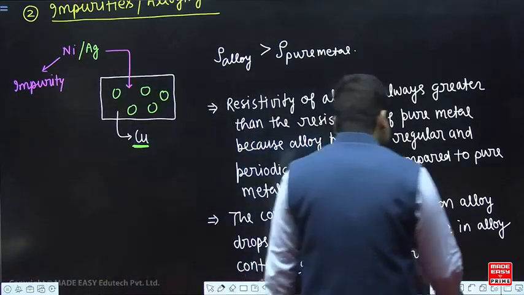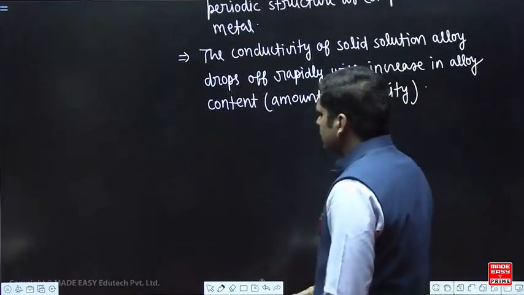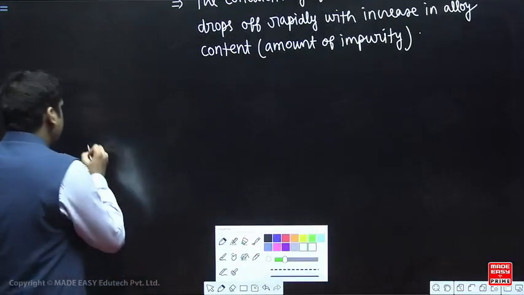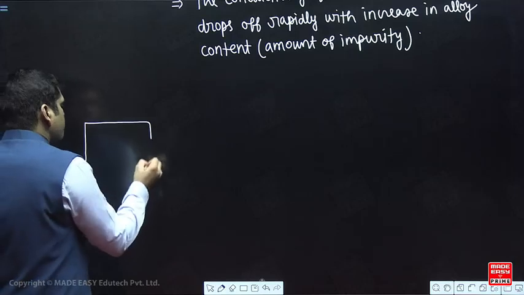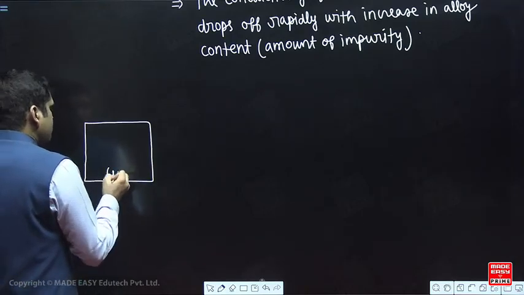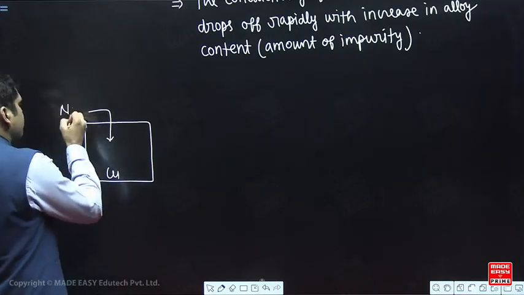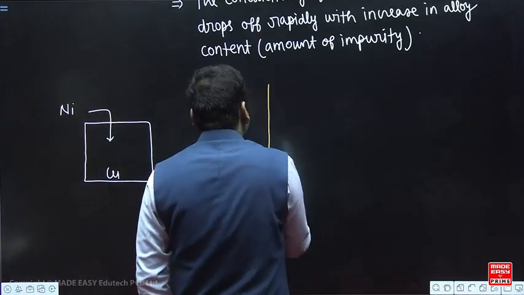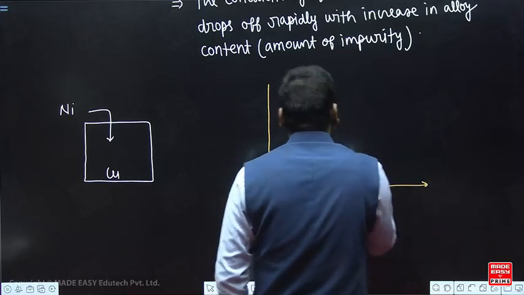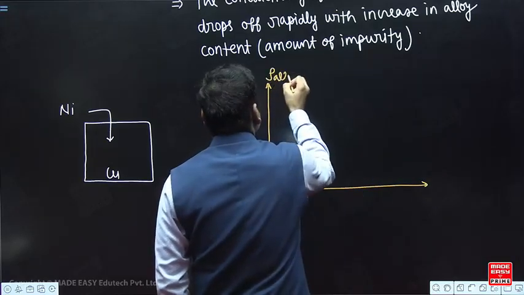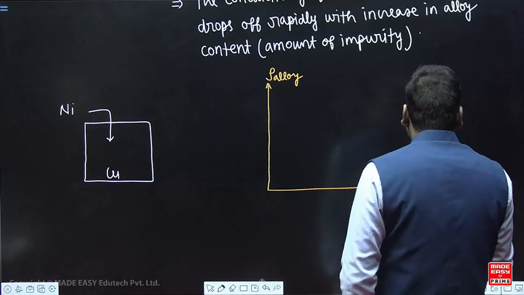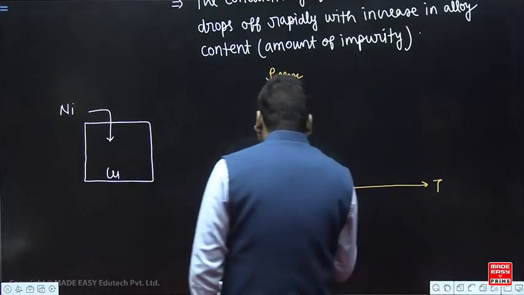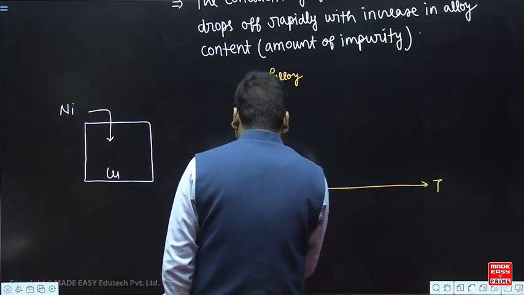Now, I want to see the behavior of this material under the influence of temperature. You see, my dear friend, let us suppose I want to plot the resistivity of an alloy, rho alloy, with temperature. Neglect the plastic deformation; suppose we are not doing plastic deformation as of now. This temperature is 0 Kelvin.